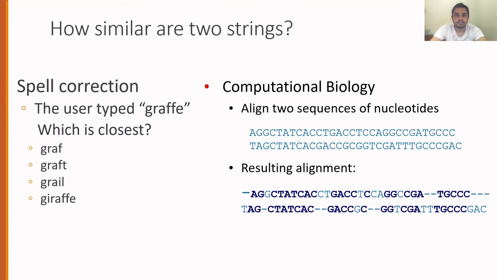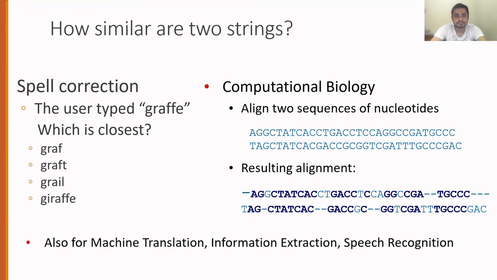In computational biology, we align two sequences in the following manner. The resulting alignment is shown below. So the edit distance can also be used to check the alignment of two strings. Also, for machine translation, information extraction, and speech recognition, edit distance is very important.